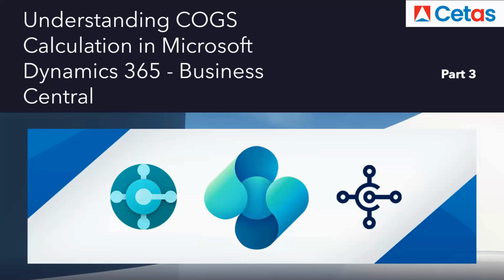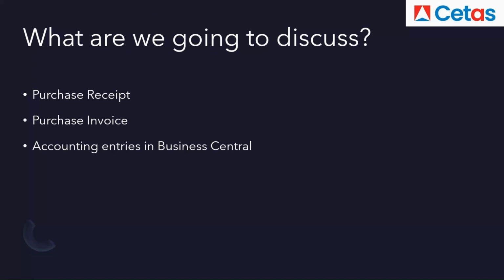This is part 3 of the series Understanding COGS Calculation in Microsoft Dynamics 365 Business Central. In this video, I'm going to demonstrate what exactly happens when you record a purchase in Business Central from PO creation all the way to GL postings. I'll be showing what happens when you create a purchase order and receive it, invoice it, and the accounting entries in Business Central.